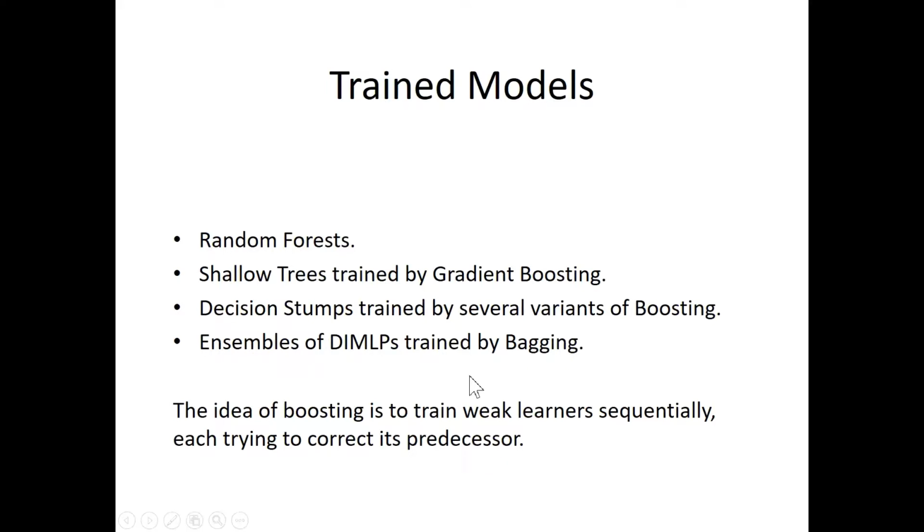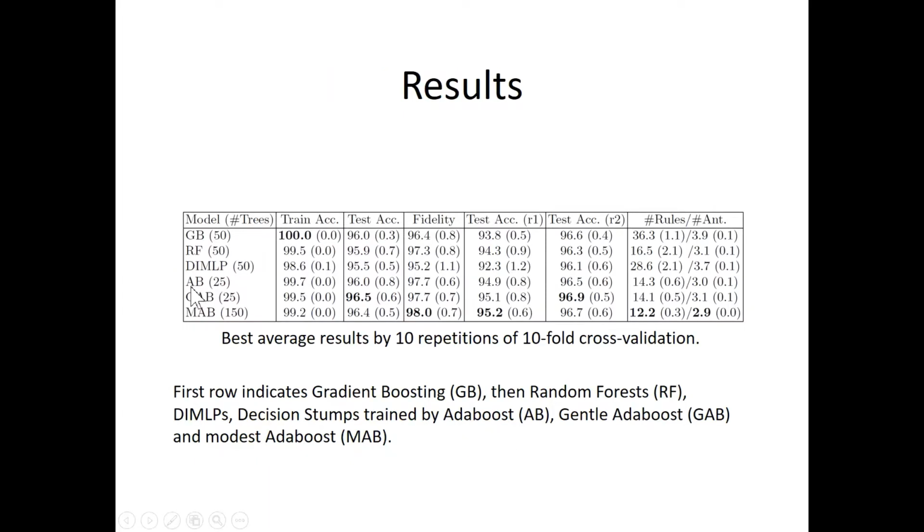So, very simply, what is the idea of boosting? The basic idea is to train weak learners sequentially, each trying to correct its predecessor. So, we train a weak learner, it makes many mistakes, and then we try to correct these mistakes. Random forest, DIMLP-AB is shallow trees trained by AdaBoost. Here gentle AdaBoost, and here modest AdaBoost. Between brackets is the number of trees, 50 here, and also 50 DIMLP networks, 25, 150.